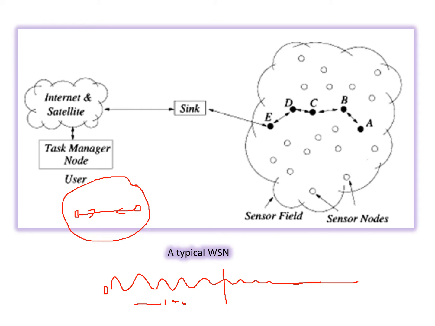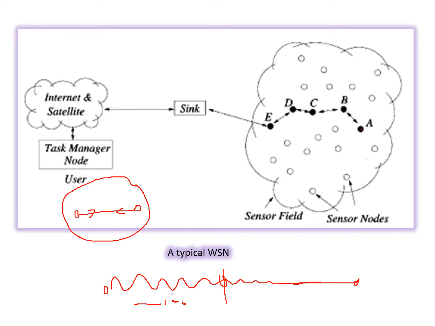To go beyond this, we have some intermediary nodes. So if we have another node here, a ZigBee enabled node, and another one, you can expand your coverage area, and that is called multi-hop, multi-point communication. So you can see the example.